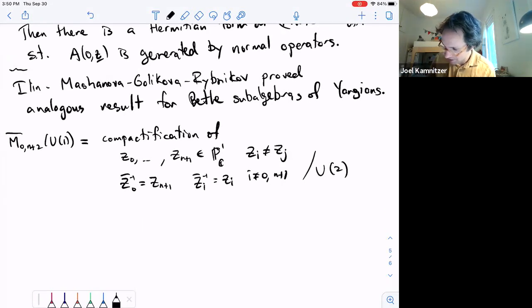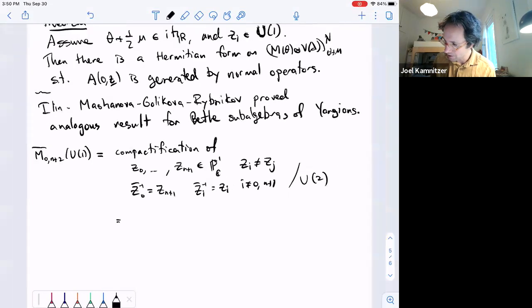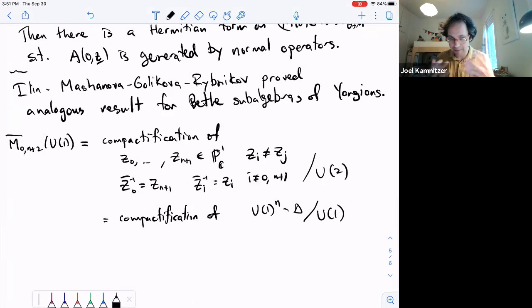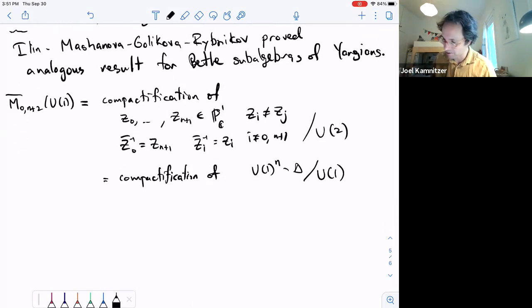So in this moduli space, by using this U2 action, you can make z_0 to be the point 0 and z_{n+1} to be the point infinity. So you end up with the compactification of U1 to the n, the remaining points minus the diagonal, modulo U1 acting by simultaneous multiplication. And the compactification is inside the usual Deligne-Mumford space. You could imagine not just taking 2 points here, but taking other pairs of points and so on. These real forms were actually studied by Özgür Ceyhan some years ago. He classified these real forms and studied their component strata and so on.